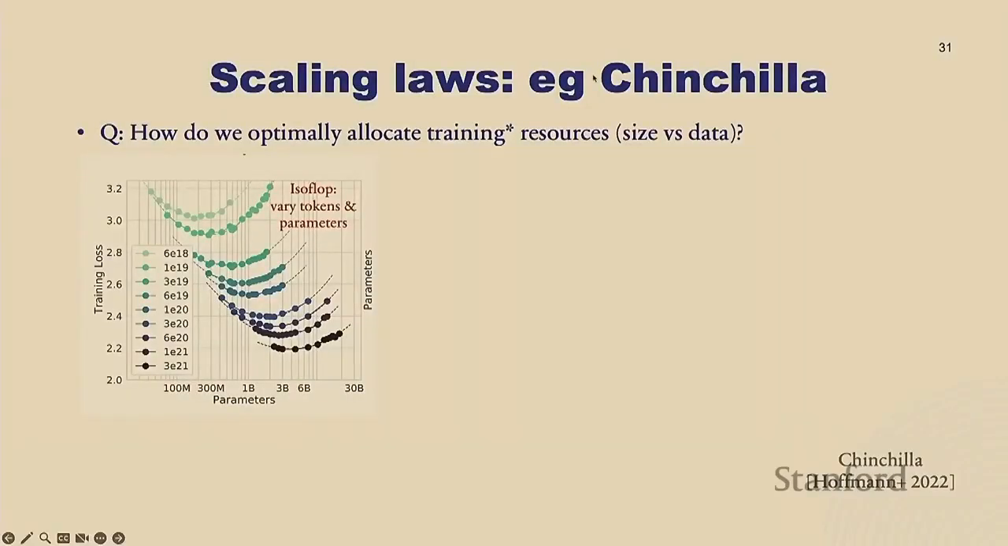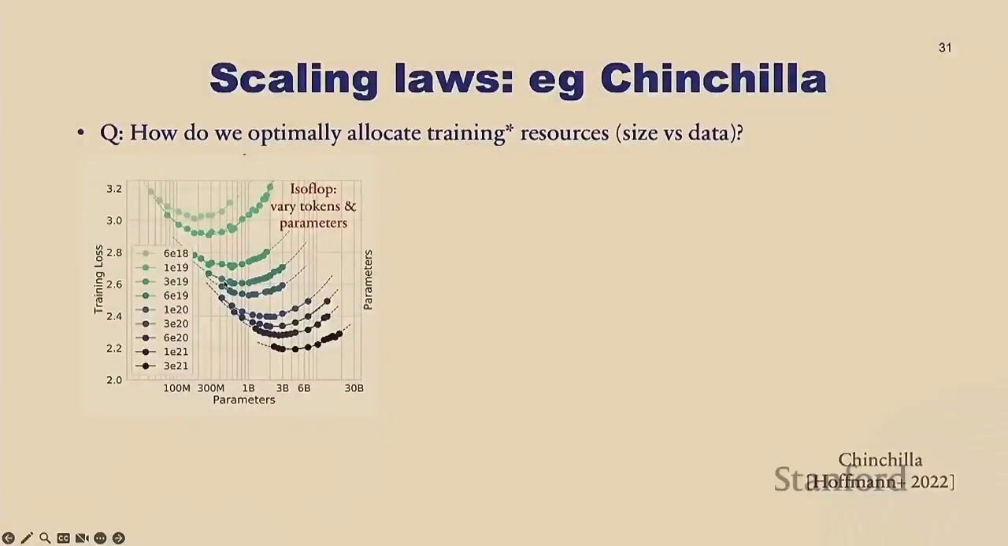Chinchilla is a very famous paper that first showed this. I want to give you a little bit of a sense of what these plots are. Here you see training loss again. On the x-axis you see the number of parameters, so the size of the model. All these curves are what we call isoflops, which means all the models on a curve have been trained with the same amount of compute. The way you do that is you vary the number of tokens trained on and the size of the models, but in such a way that the total compute is constant. All these curves with different colors were trained with different amounts of compute.